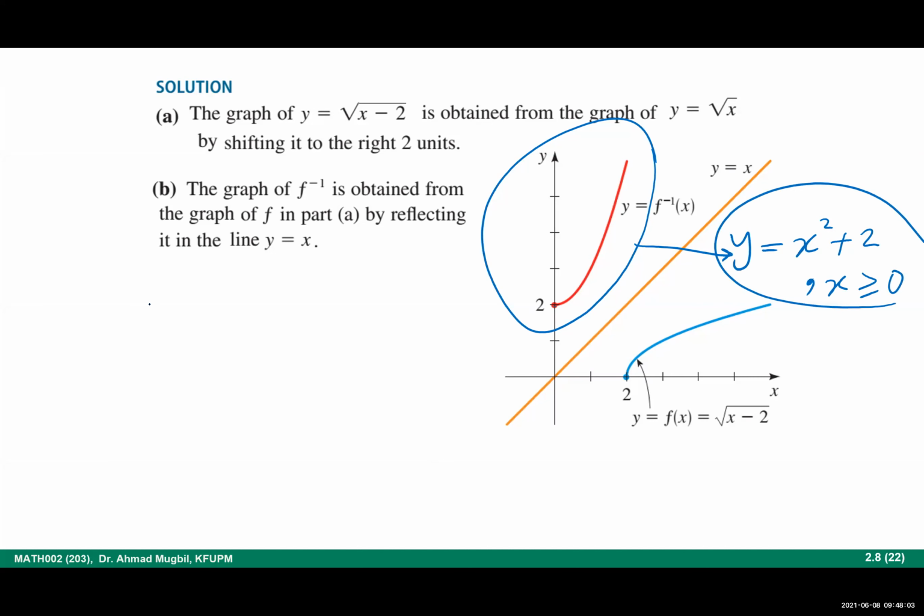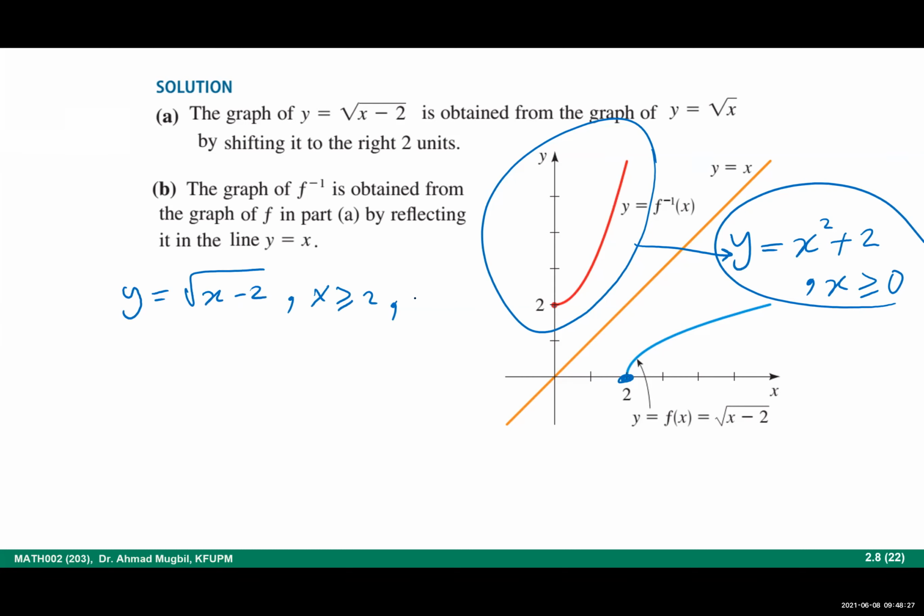Let's find the inverse. To find the inverse, ya shabab, we have y equals square root of x minus 2. What is x, ya shabab? Clearly x is greater than or equal to 2 here. It starts from here. You cannot have x less than 2. This is the domain of the function.